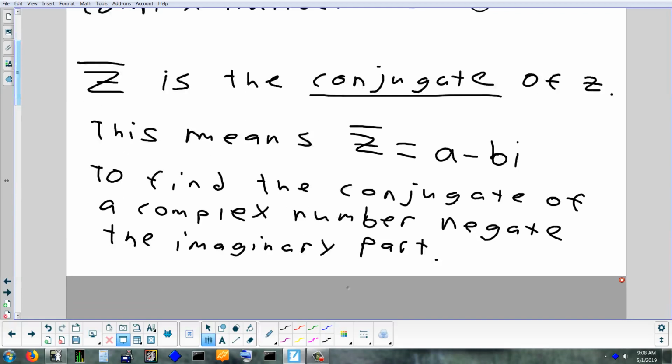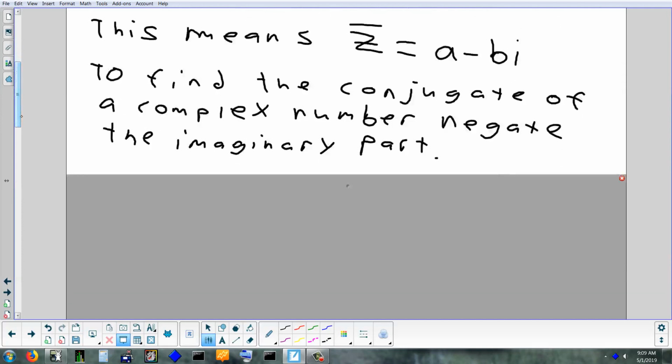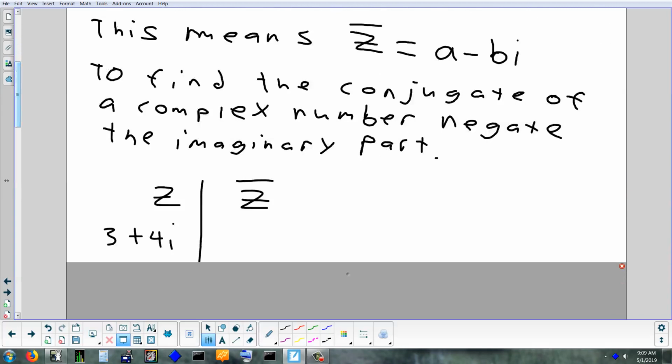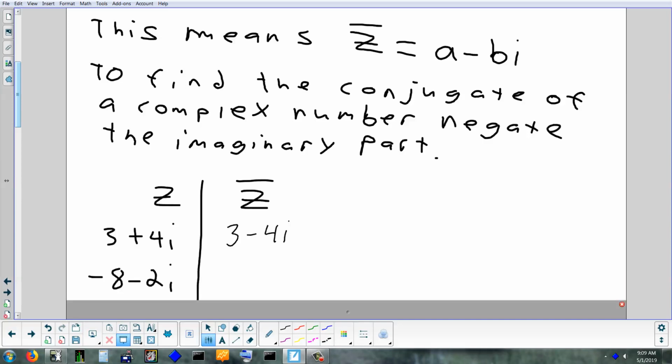The reason I'm showing you what a conjugate is is because when we do division next, you need to know what a conjugate is. Now I'm just going to put up a chart, and we're going to practice finding the conjugate. On the left is a complex number I'm calling Z. That's just the name of it. In this case, Z is 3 plus 4i. I want to know the conjugate. Based on what I just said, what would be the conjugate of 3 plus 4i? 3 minus 4i. That's it. That's the conjugate.